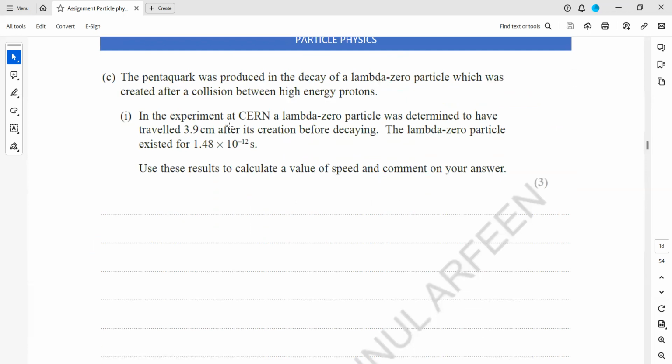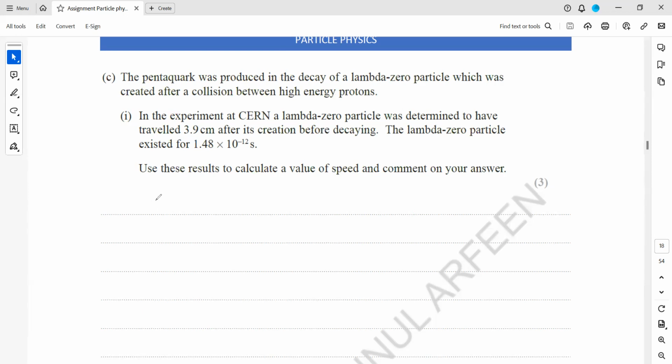In part C, the pentaquark was produced in the decay of a lambda 0 particle, which was created after a collision between high energy protons. In the experiment at CERN, a lambda 0 particle was determined to have travelled a distance of 9.3 centimeters after its creation before decay. The lambda 0 particle exists for 1.48 picoseconds. Use these results to calculate the value of the speed and comment on your answer.